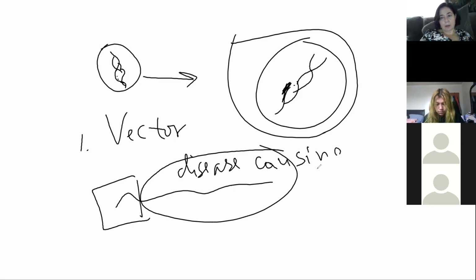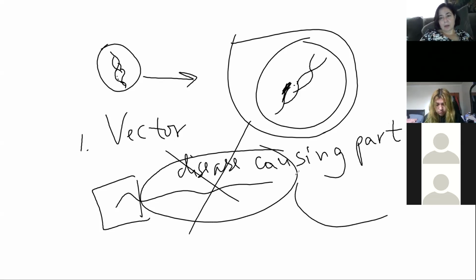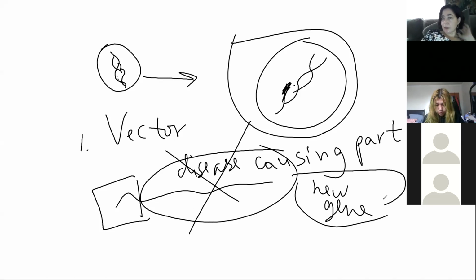causing, you cut it, and you add a new gene that you're interested in, right? So this virus is going to get inside the cell and add the genes that actually can be beneficial. So this is one of the ways to treat genetic diseases, right? So genetic disease could be actually treated by inserting functioning genes into the cells, which is a very, very general approach, right?